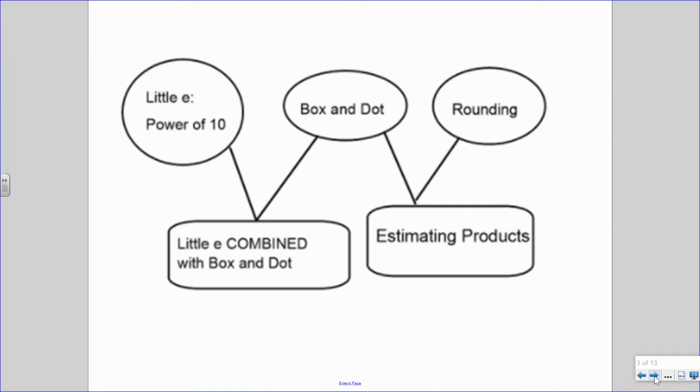Estimating products is a combination of using two of our shortcuts. And so, since shortcuts are short, when you put two of them together, it is still a quick and easy skill. And you can see from this little chart here that estimating products combines box and dot, which is a very quick shortcut, and rounding using who's the boss, which is also a very quick shortcut. And when you put these two shortcuts together, it's just a nice, easy trip to the spa.